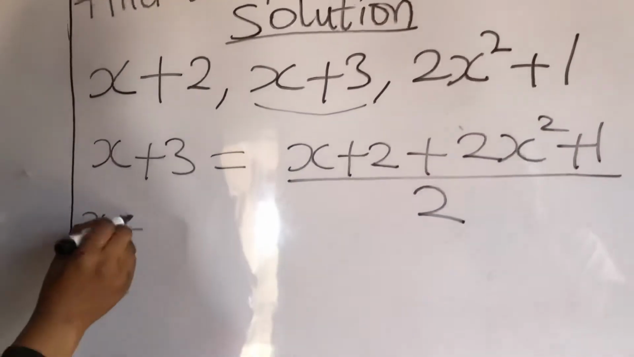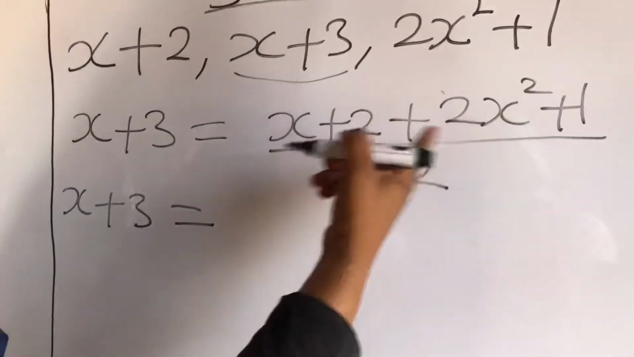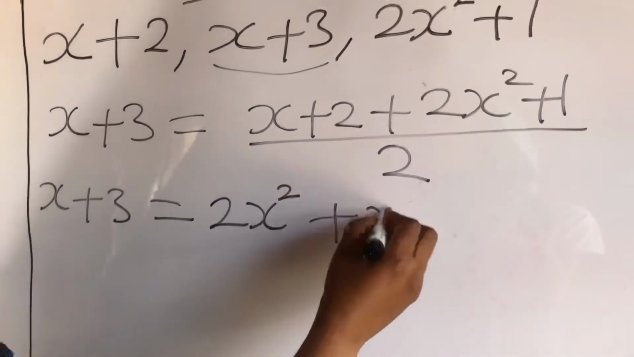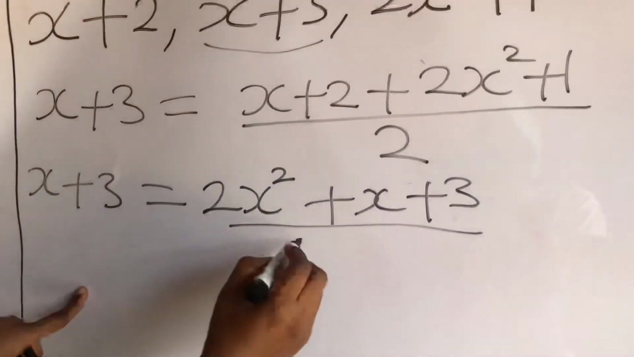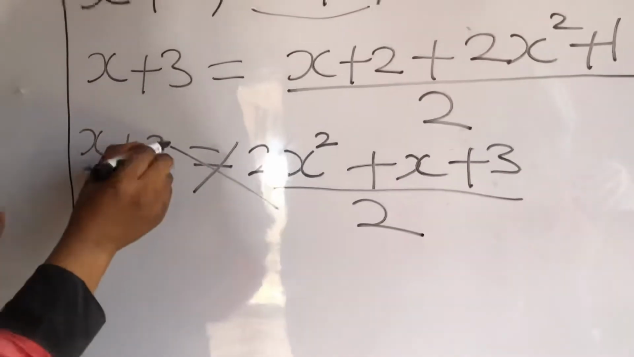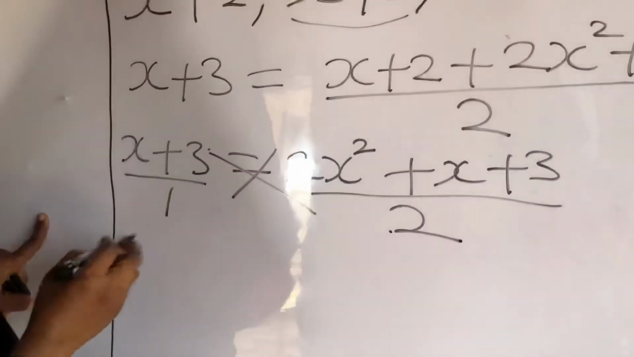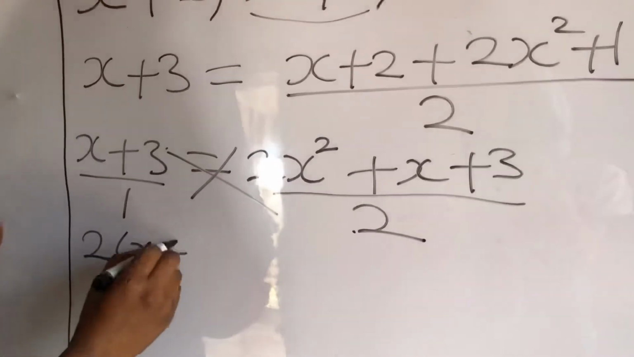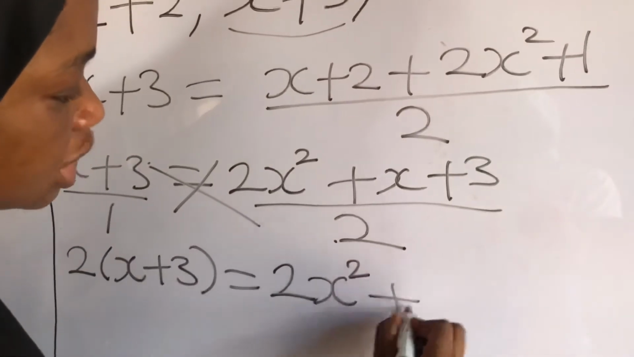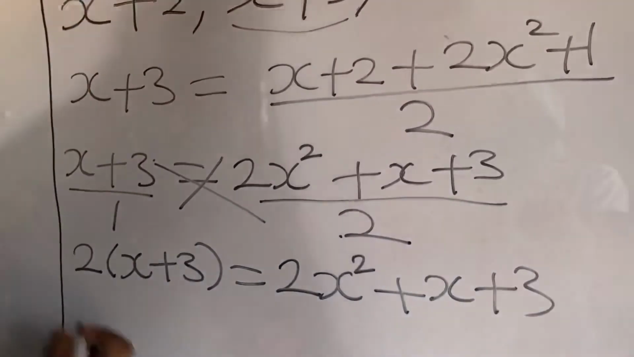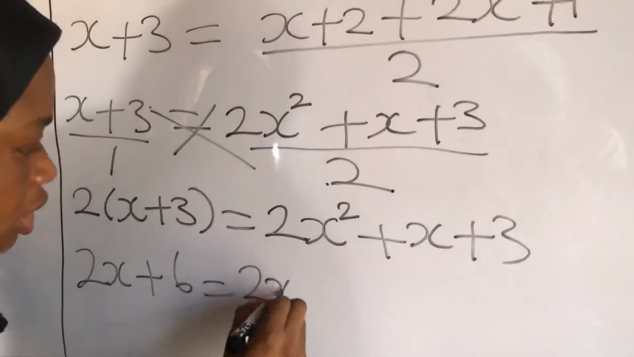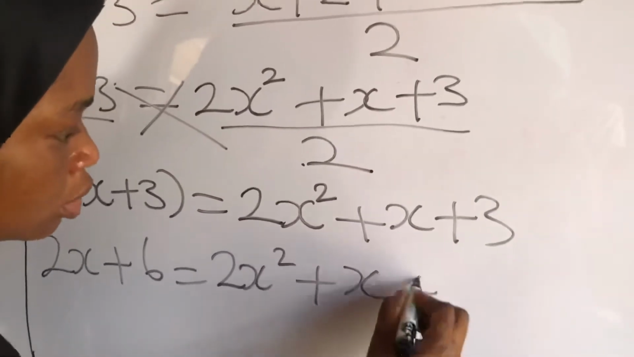So x plus 3 is equal to 2x squared, we want to rearrange it, plus x plus 3, everything over 2. So cross multiplication, use this 2 to multiply x plus 3. So 2 into bracket x plus 3 is equal to 2x squared plus x plus 3. So we have 2x plus 6 is equal to 2x squared plus x plus 3.